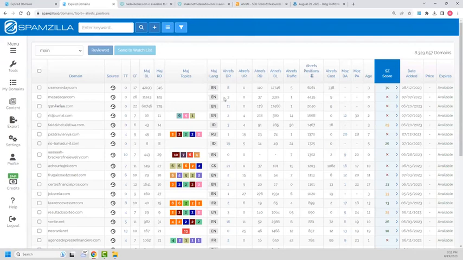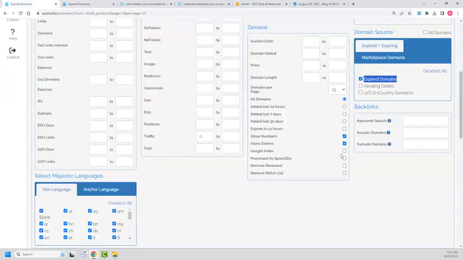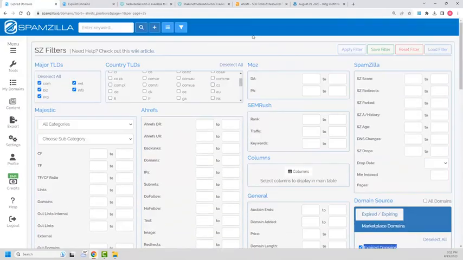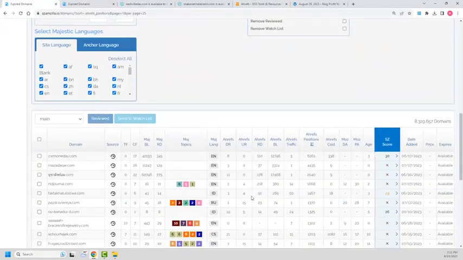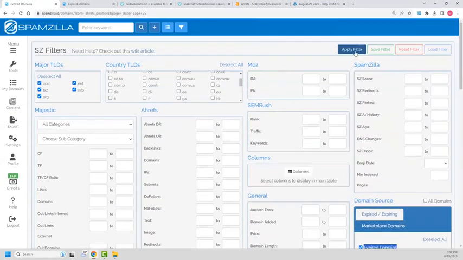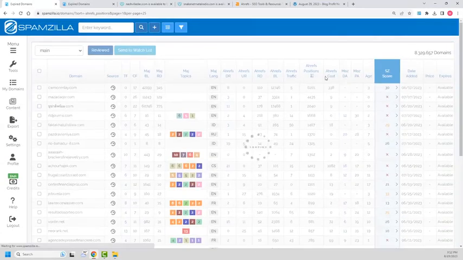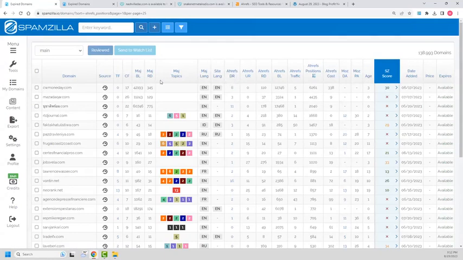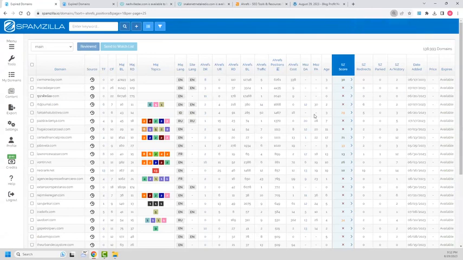And then you could possibly maybe utilize the Google index, right? I don't know what that does. Let's see what that does. We're going to save. Let's see, apply filter. I don't know if that adds a column. Doesn't look like it.